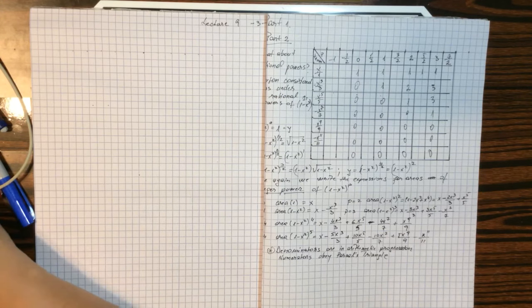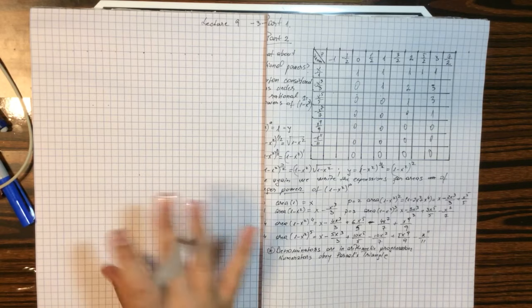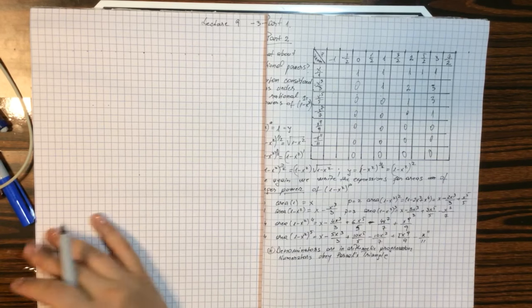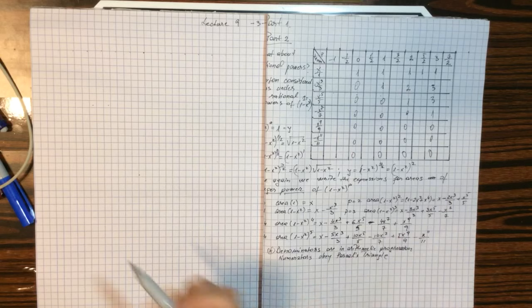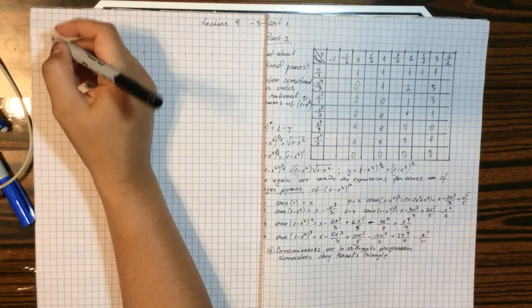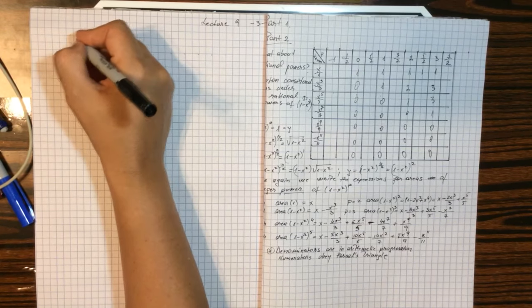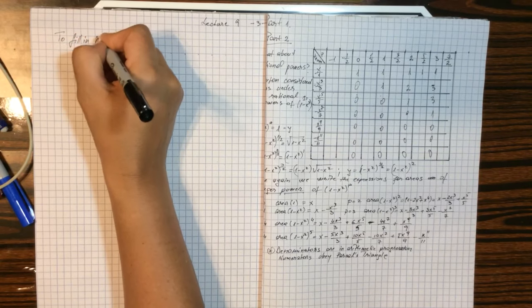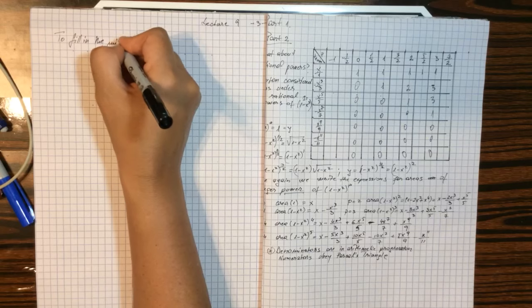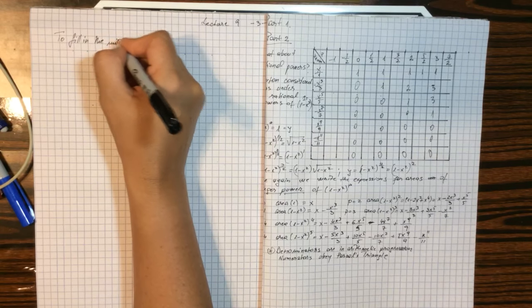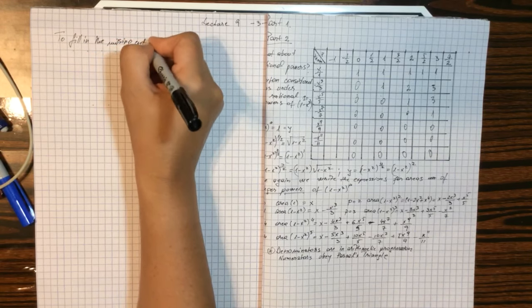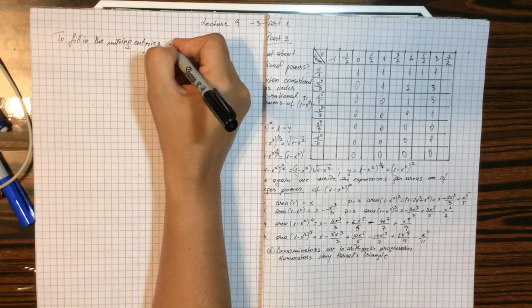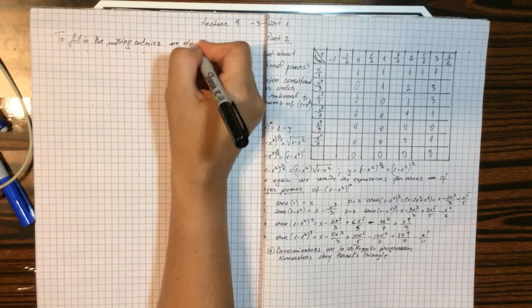All right, so the method that I will derive is general, and it should work for absolutely any row and any entry. So to fill in the missing entries, we do the following.